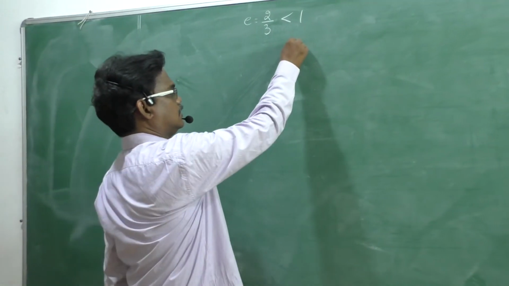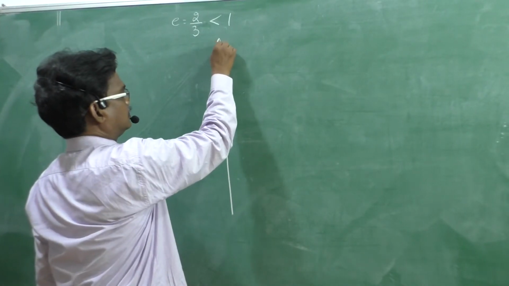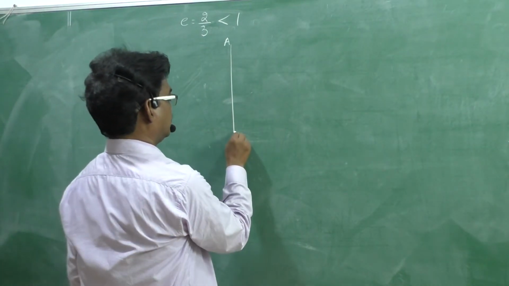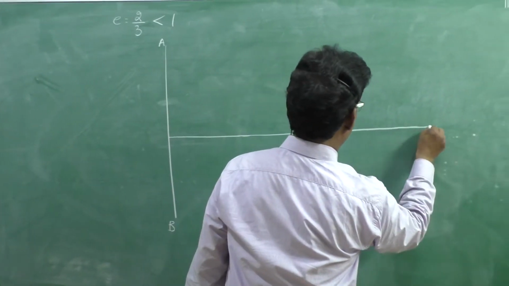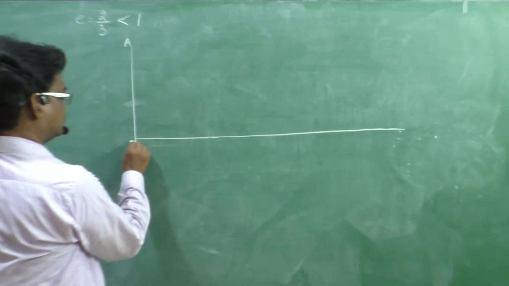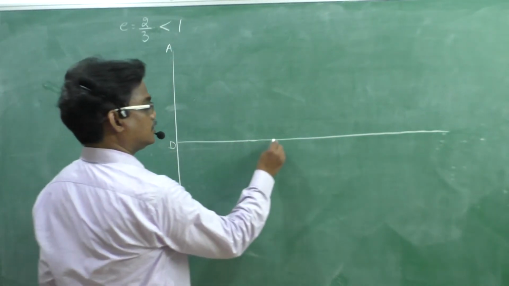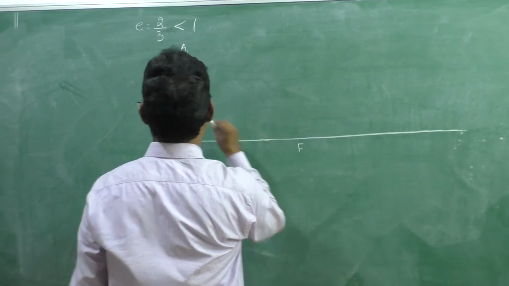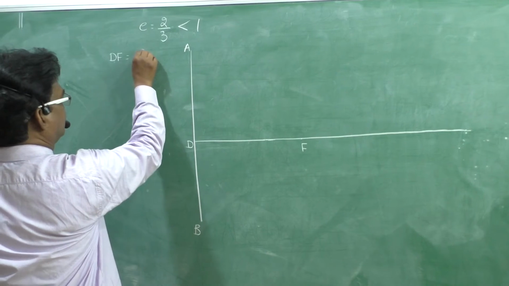First, a vertical line you can draw. This is A, B. And perpendicular to this, a horizontal line you can draw. Right. Now mark this as D, and here to here, that is 65 mm. At 65 mm, DF equal to 65 mm.